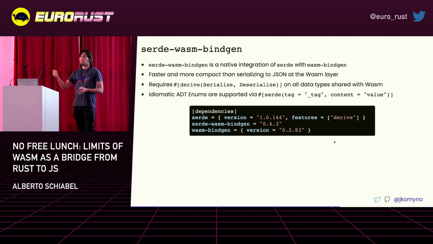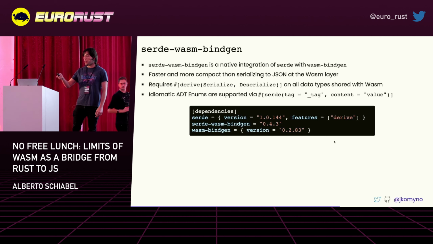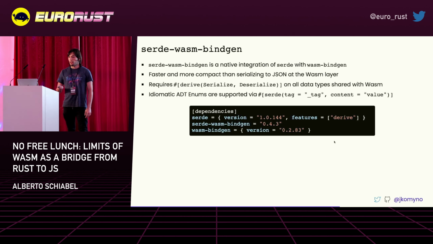And of course, if you have dependencies, so dependent types, you need to apply the same definition on top of them also. And the cool thing is, those ADT enums that we have just seen before, which we couldn't transpile via wasm-bindgen, are supported, and we can even customize them as we want to get idiomatic TypeScript as an output. We just need to use the derive feature from Serde.